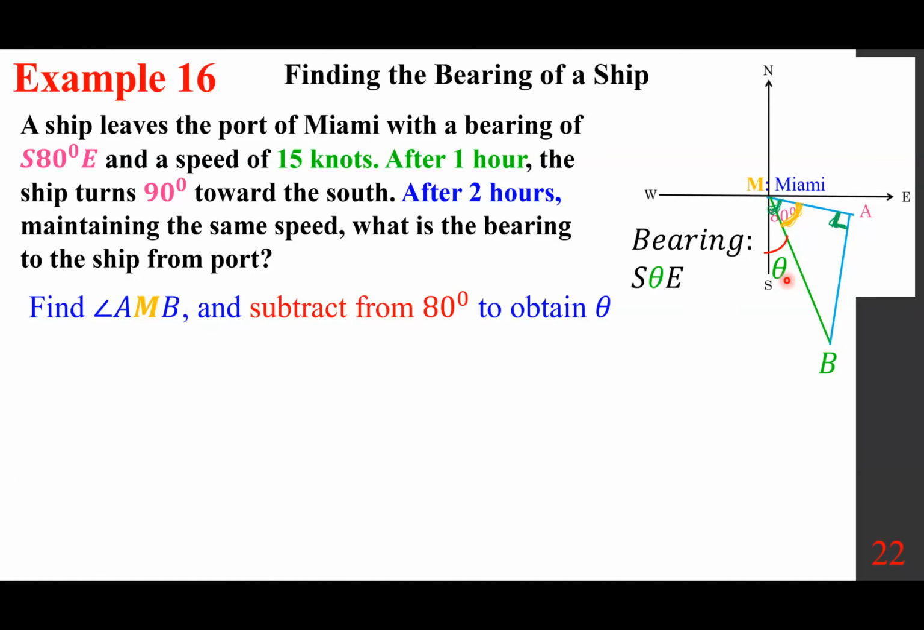Well, we can find that. Tan of this yellow one, the angle AMB, is the opposite AB over the adjacent AM. AB is 2 times 15. AM is 1 times 15, right, everybody? Please understand why 2 times 15, 1 times 15. Those are the speed. And so it's simply 2.